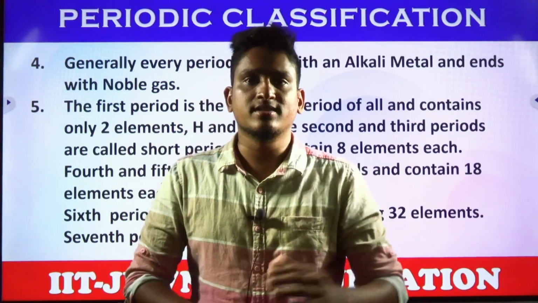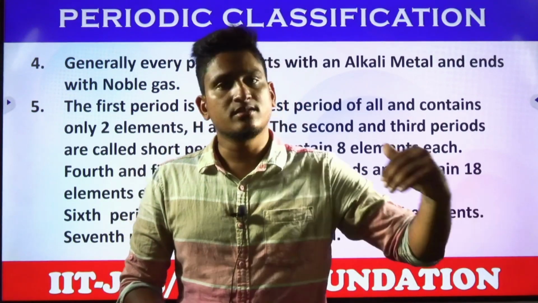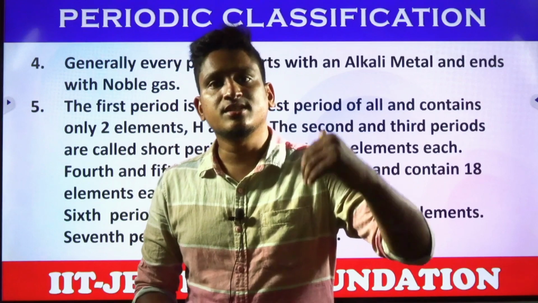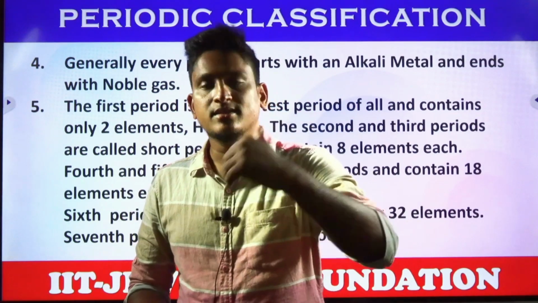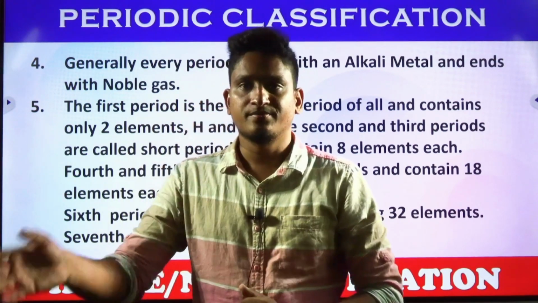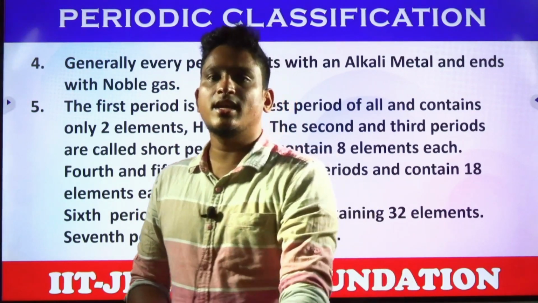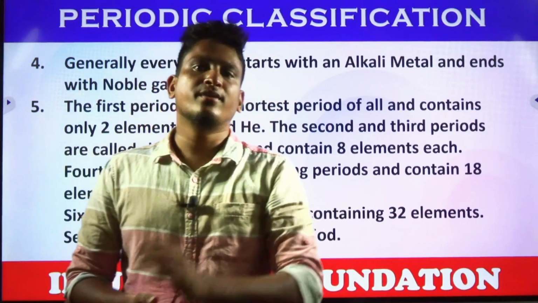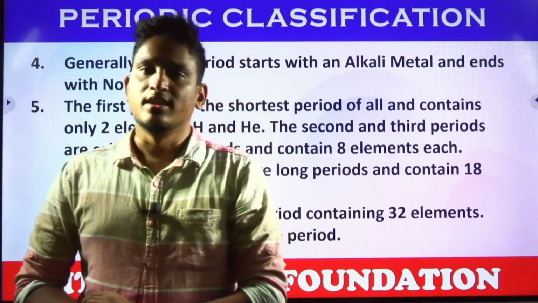Next, seventh period, 7s, 5f, 6d, 7p. 2 plus 14, 16. 16 plus 10, 26. 26 plus 6, how much? 32. Yes or no? s electrons, f electrons, d electrons and p electrons. Every configuration with one element. Yes or no? Total 32 elements are there in the seventh period.